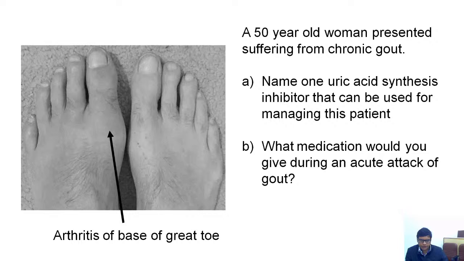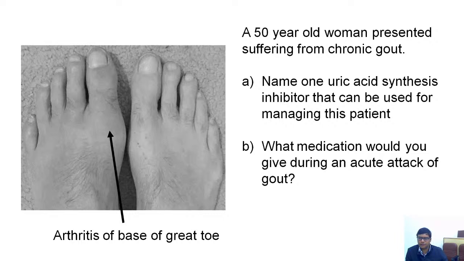Another question showing an image with arthritis of the base of the great toe. A 50-year-old presented suffering from chronic gout. Name one uric acid synthesis inhibitor that can be used for managing this patient. Here specifically the question being asked is a uric acid synthesis inhibitor. Okay, so the uric acid synthesis inhibitor, you all know allopurinol, which is a purine analog.